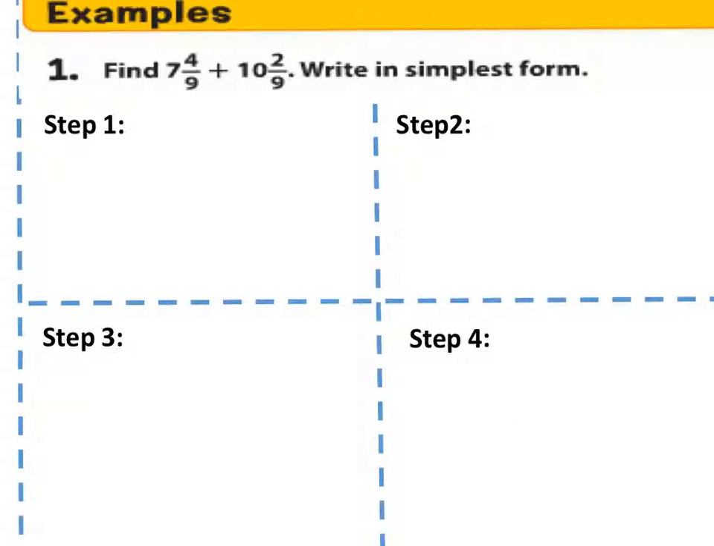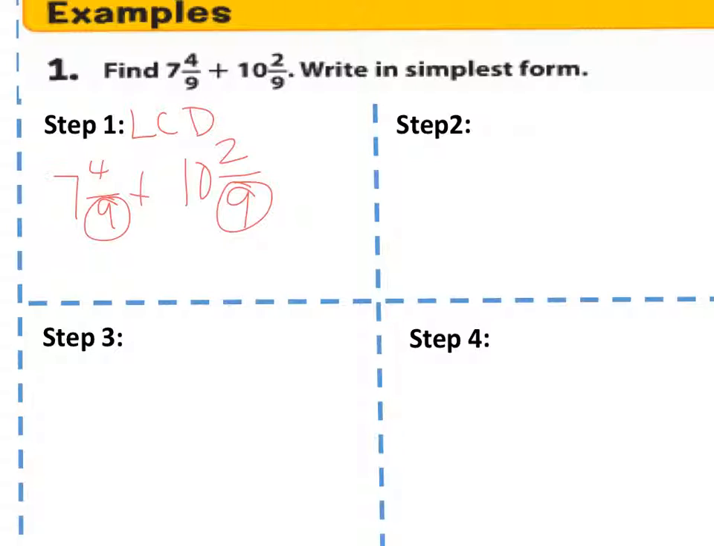In example number 1, we want to find how we can solve 7 and 4/9 plus 10 and 2/9. So we must first make sure that we have a common denominator. In step number 1, we are checking for the LCD. In this case, the fractions are the same, so 7 and 4/9 plus 10 and 2/9 have the same denominator. We don't have to change anything. We can go into step 2.